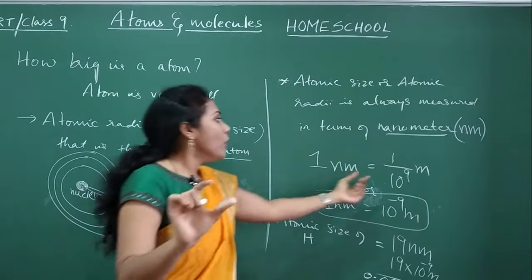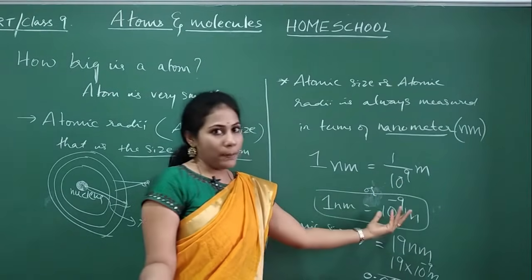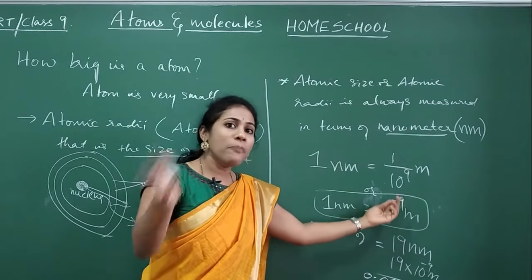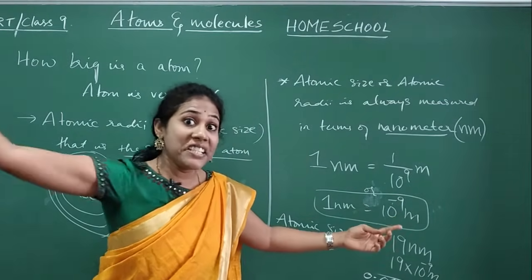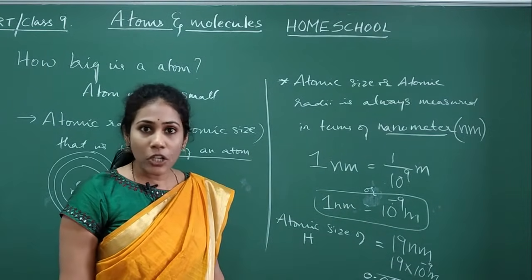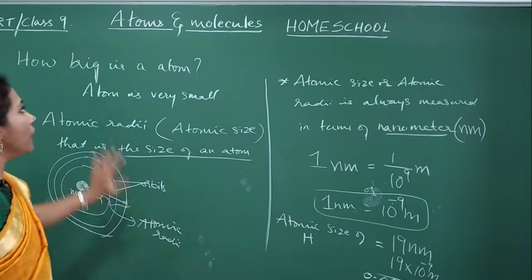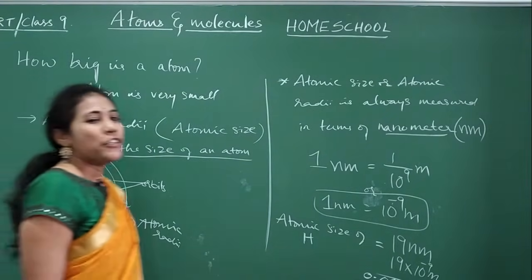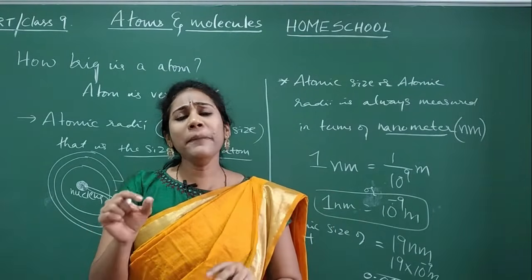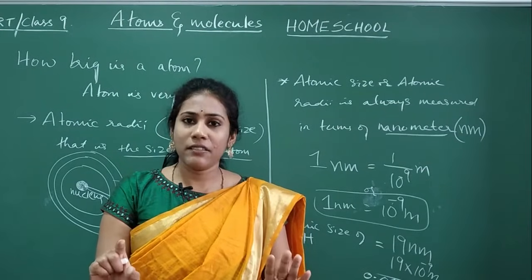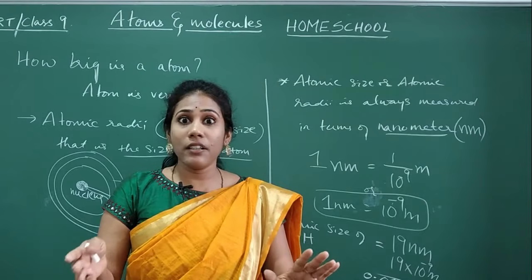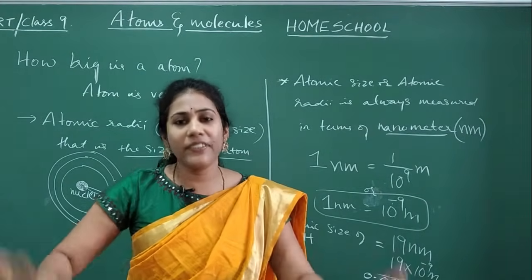You must know what 1 divided by 10 to the power of 9 means. It is nothing but 10 to the power of minus 9, which means 0.000000001, a very small number. So this is all about the size of the atom. The conclusion is that an atom is very, very small. You can't even see it with your naked eye. You cannot imagine the size of an atom.